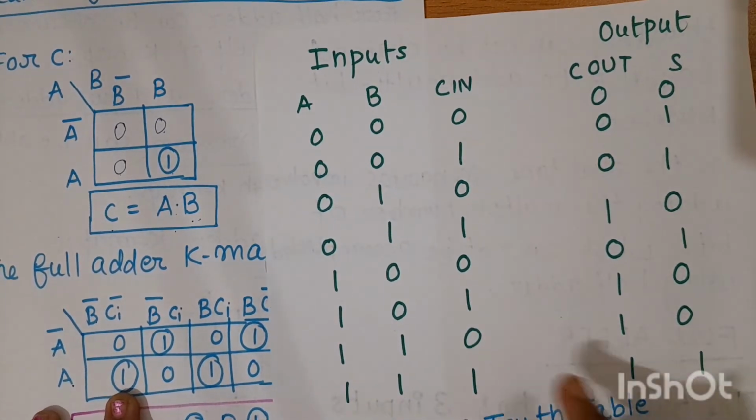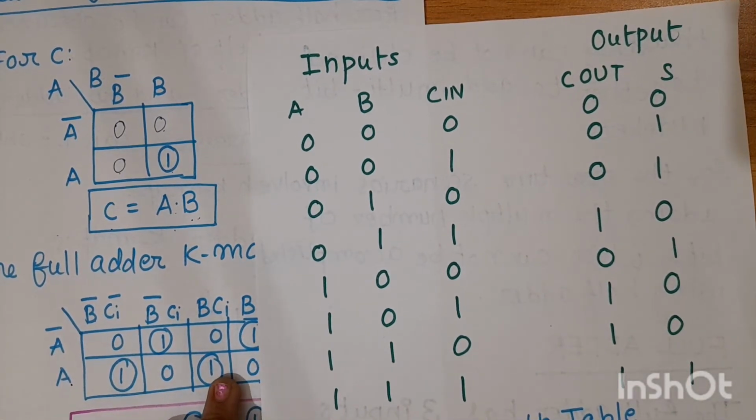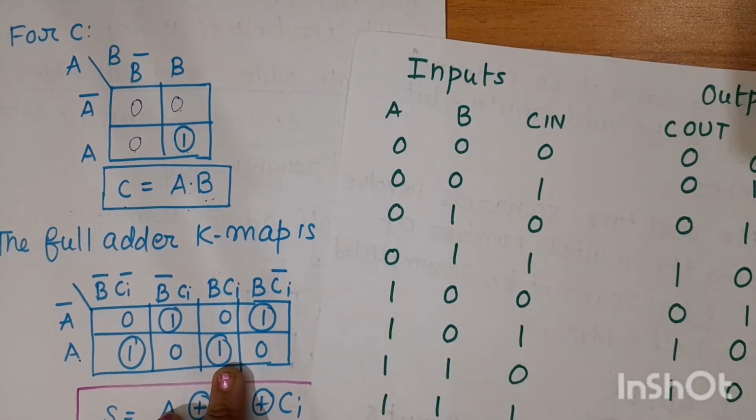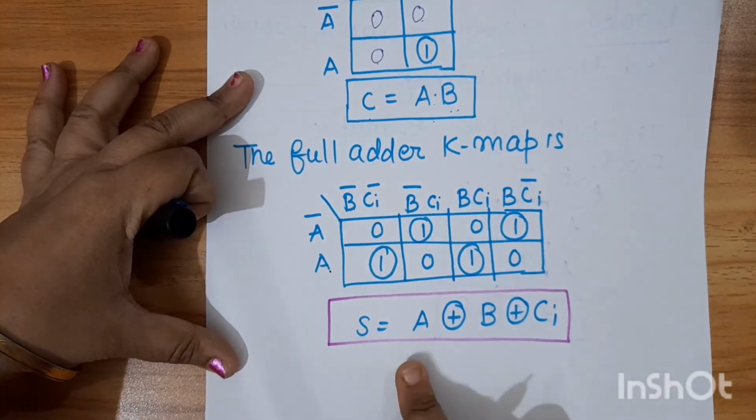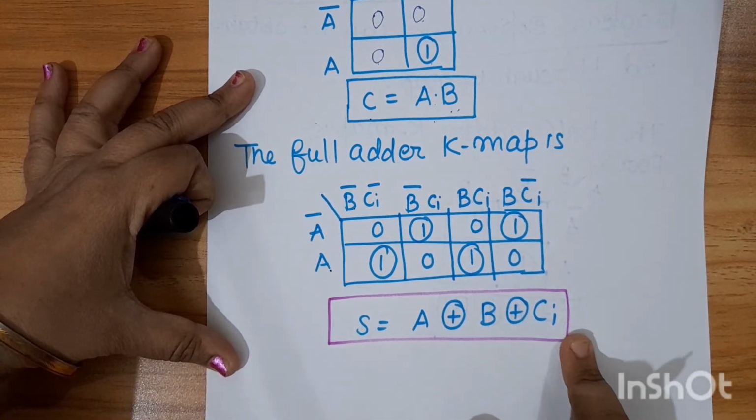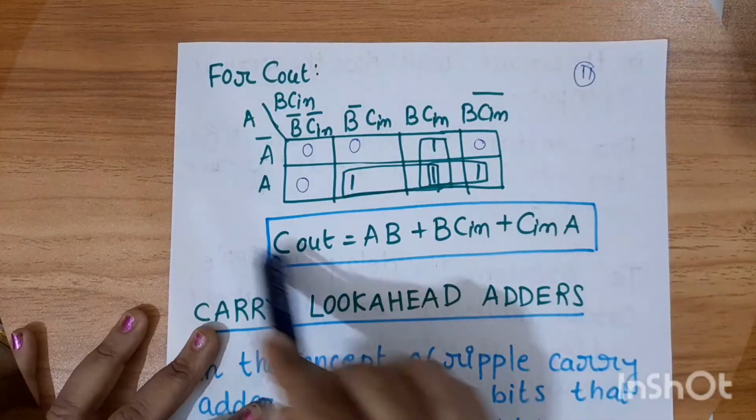Sum is again 1 for all 3 ones. That is input 7. A, B, C, when they are all ones, at that time sum is 1. So sum is put as A exclusive OR B exclusive OR Cin. That is C in, the carry from the previous stage.